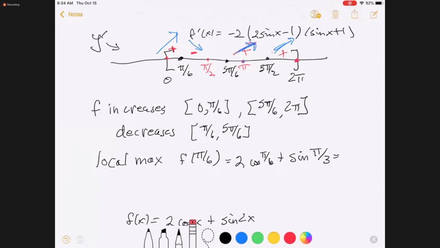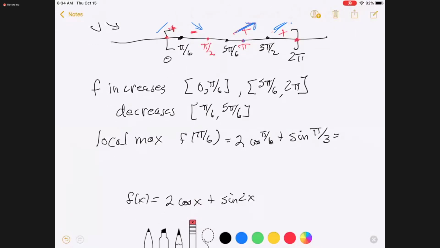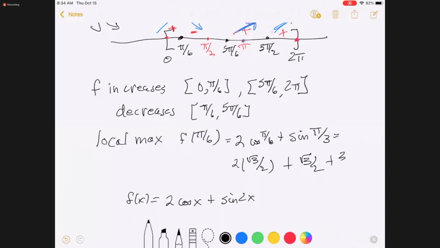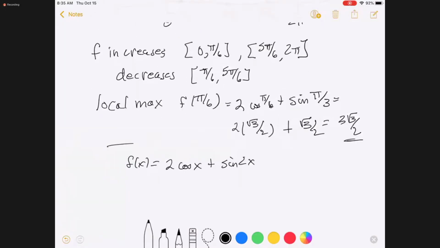Okay, so local max. Okay, the cosine of pi over 6 is the square root of 3 over 2, plus the sine of pi over 3, which is also the square root of 3 over 2. So 2 square roots of 3 over 2 plus 1 square root of 3 over 2 is 3 square roots of 3 over 2. There, I think that's better. That's the local maximum.